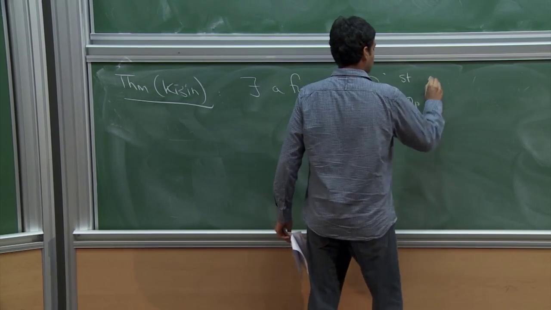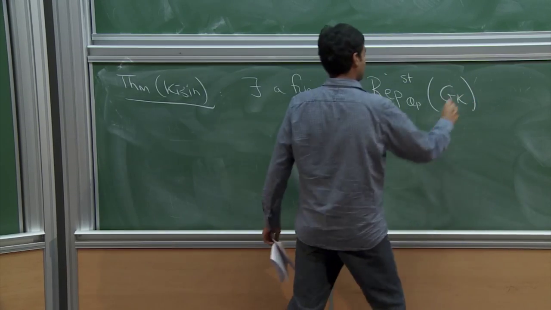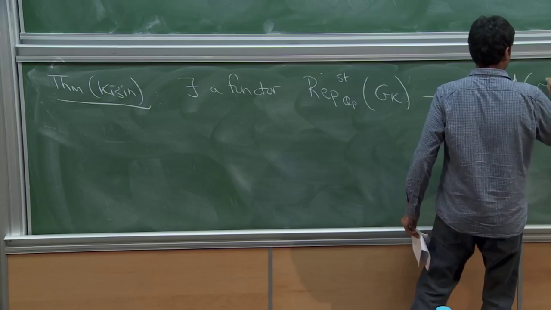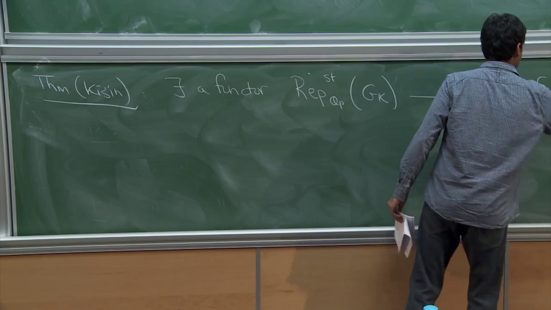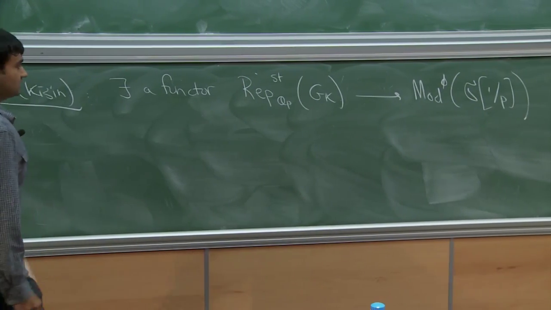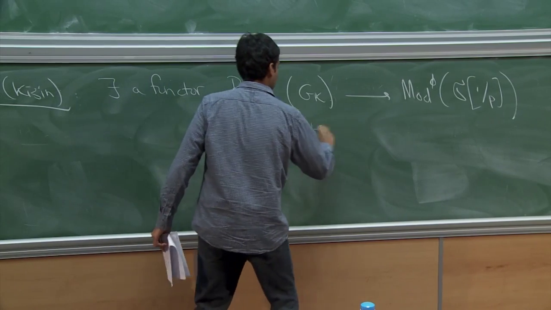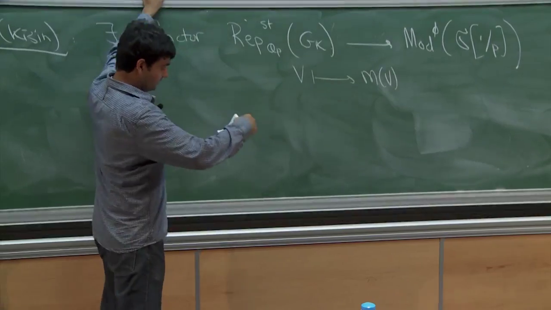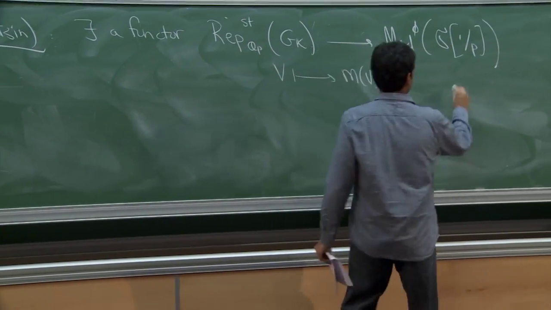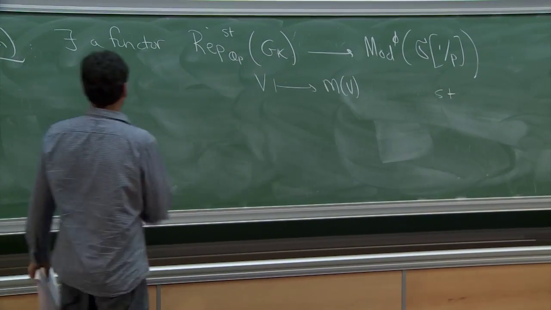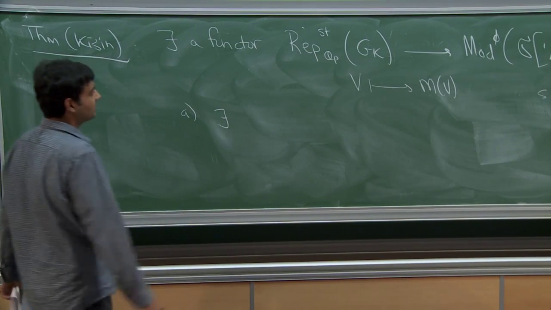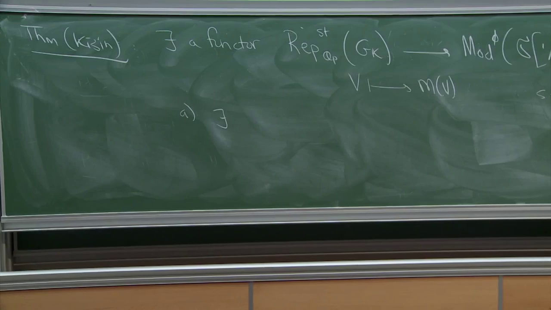So it's from semi-stable Q_p representations of G_K to mod phi, sigma adjoin 1 over p. I'm going to denote the functor as V goes to M of V. And it satisfies the following two compatibilities.